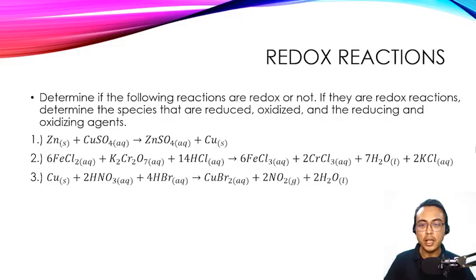We have FeCl2 plus K2Cr2O7 plus 14HCl yields FeCl3 plus 2CrCl3 plus 7H2O plus 2KCl. This is a very long reaction, but there are some tricks that you can do in order to shorten our solution.